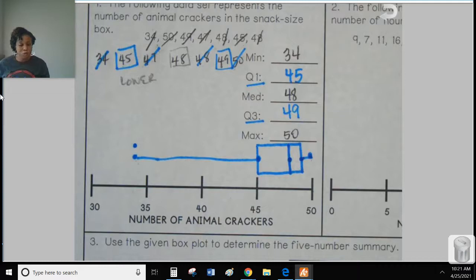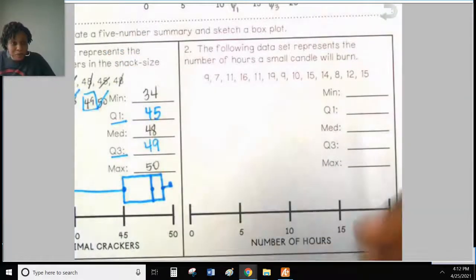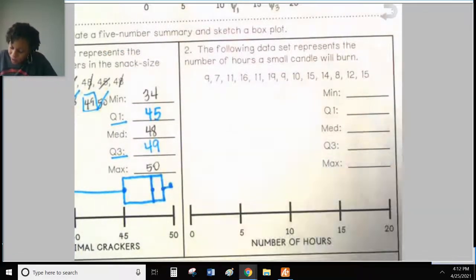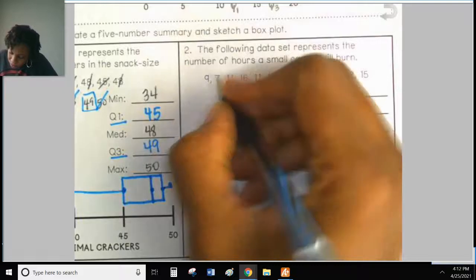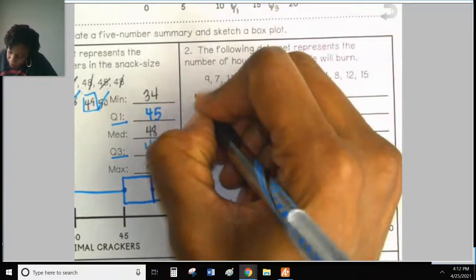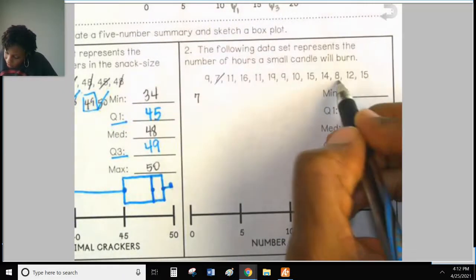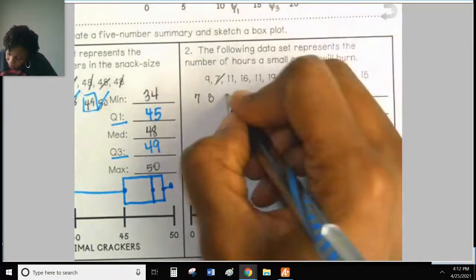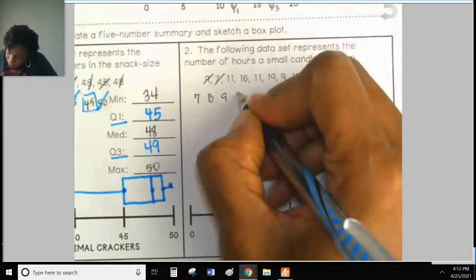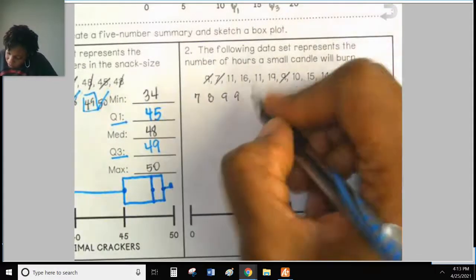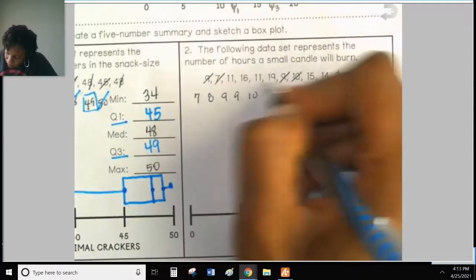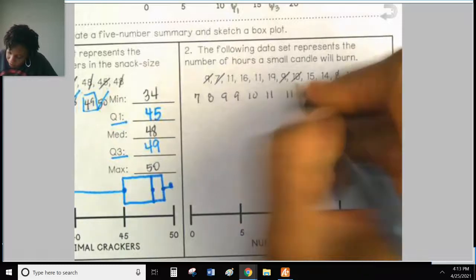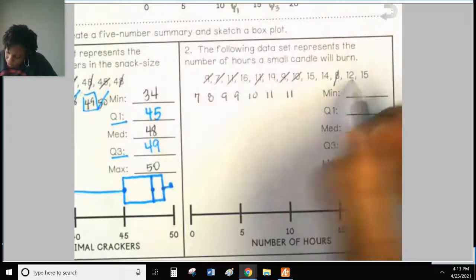And of course, we're going to do 2 more, and I'm going to tell you guys some other things about box and whisker plots as well. Next, we want to go ahead and put these in order from least to greatest as well, like we did on the last problem. We're going to start with 7. Then I see I have an 8. Then I see a 9. And then another 9. And then I see a 10. I see 11, 11. I see a 12.